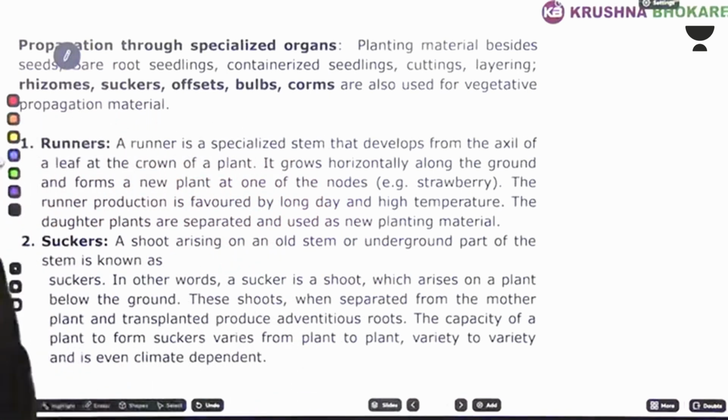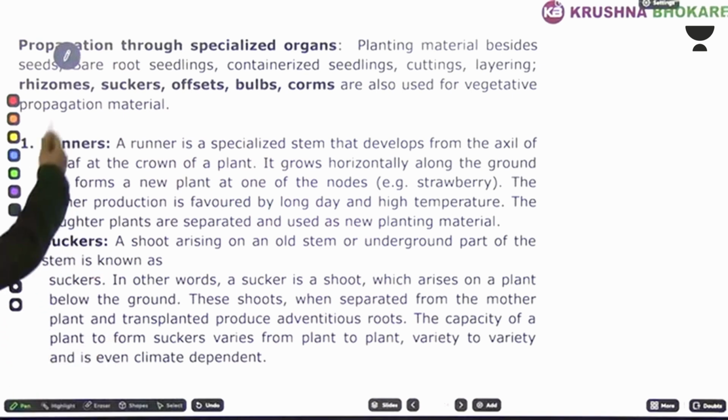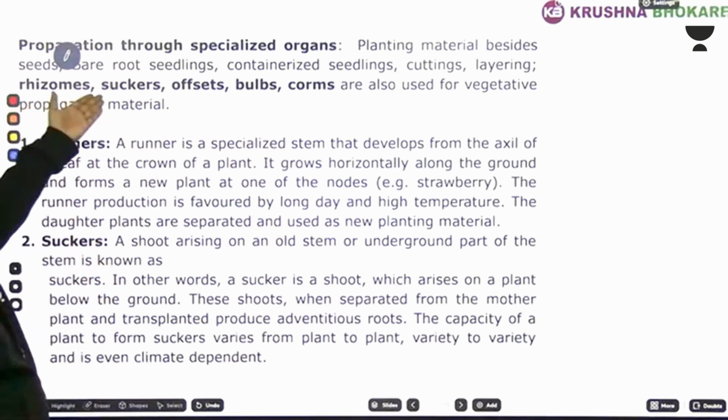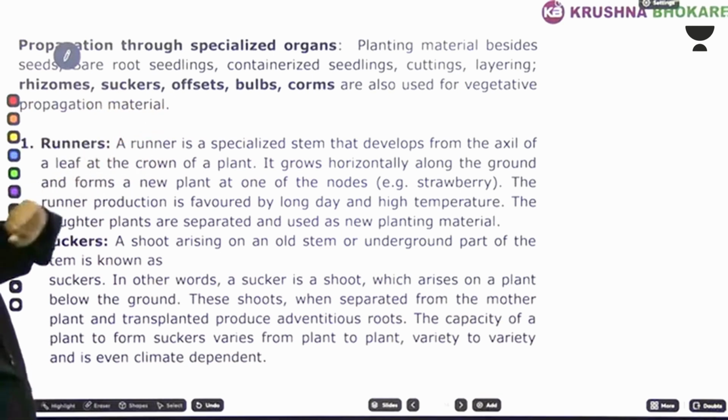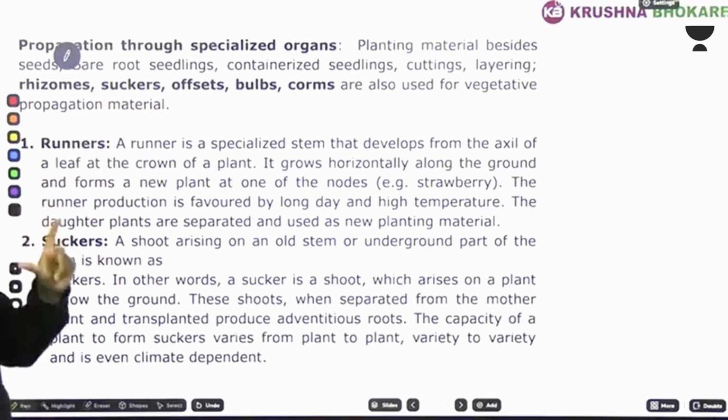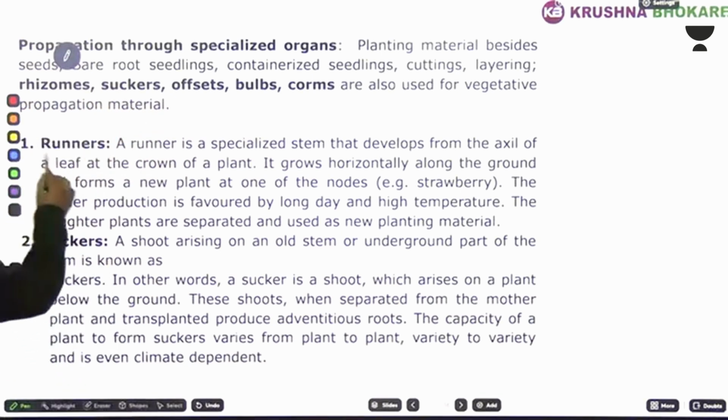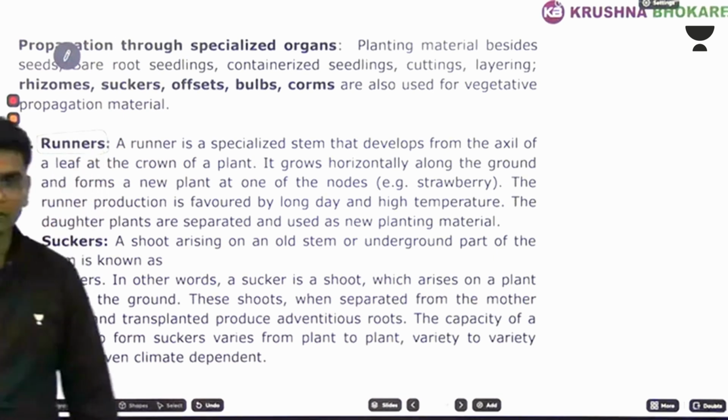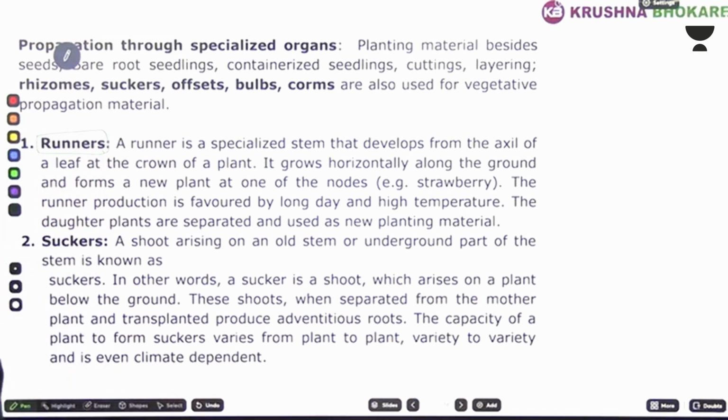Macro propagation is propagation through specialized organs. Besides seeds, we saw seedlings. Other things are also used, like rhizomes, suckers, offsets, bulbs, corms. These are also specialized organs. So we will see the runners. This type of classification we have also seen in one chapter, in weed science. I think you people were not there. Yes, look at the runner there.